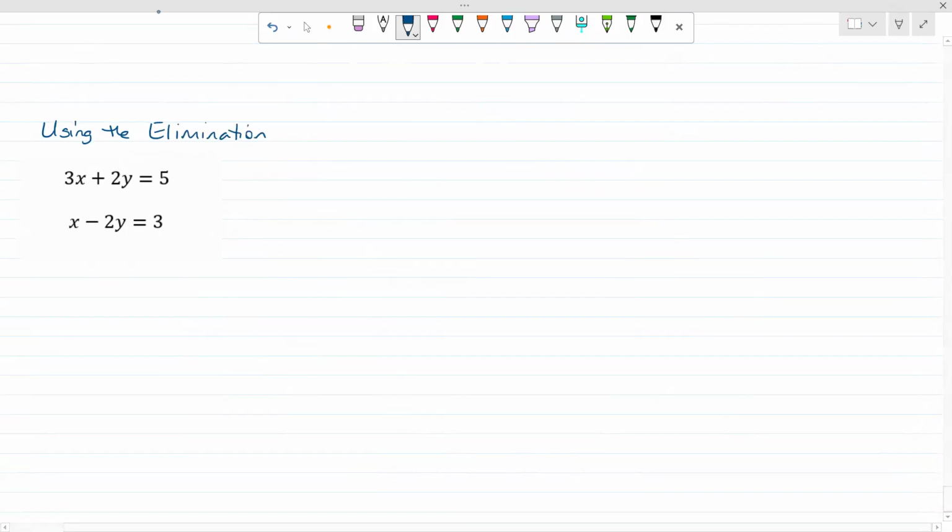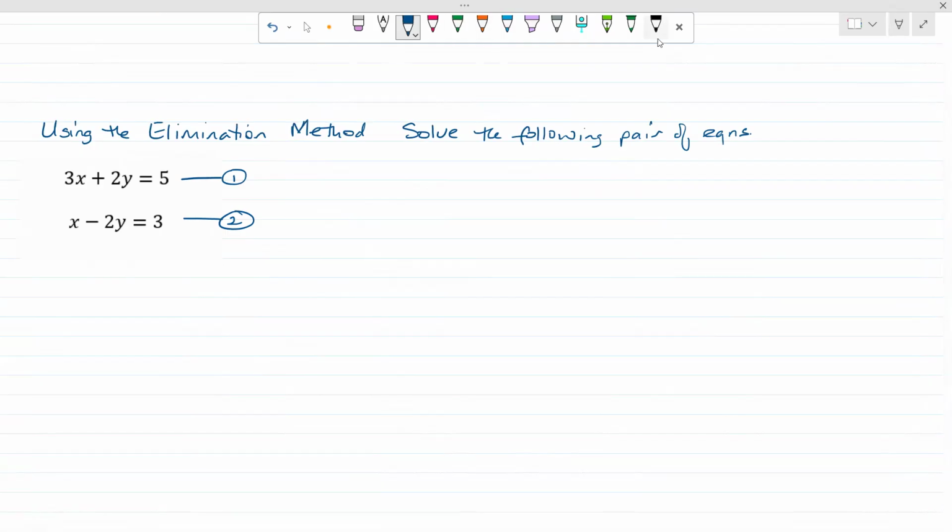Using the elimination method, solve the following pair of equations. Equation 1, equation 2. Any suggestions? What are we going to do first? Which is the easiest variable to eliminate first? Positive 2y, negative 2y. Yes.